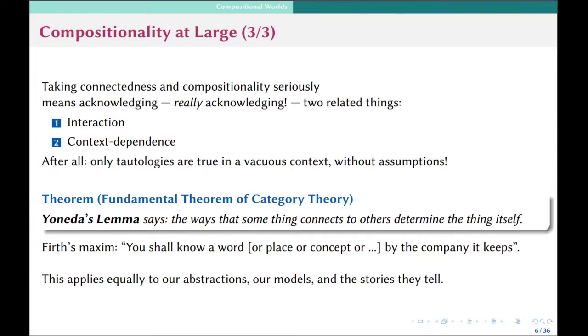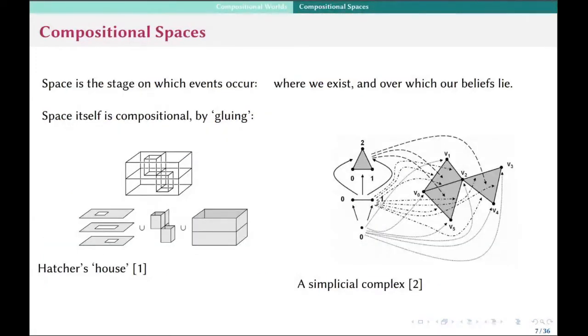So I want to tell a particular story about things, living things in the world, in the space that is the world, the stage on which events occur. And space itself is compositional because we can glue bits of spaces together. For instance, think of building an apartment block. You're kind of gluing floors one on top of another. Or more abstractly, here on the right, we've got a picture of a simplicial complex, and that's a kind of cellular space made by gluing smaller, or more simple cells together.